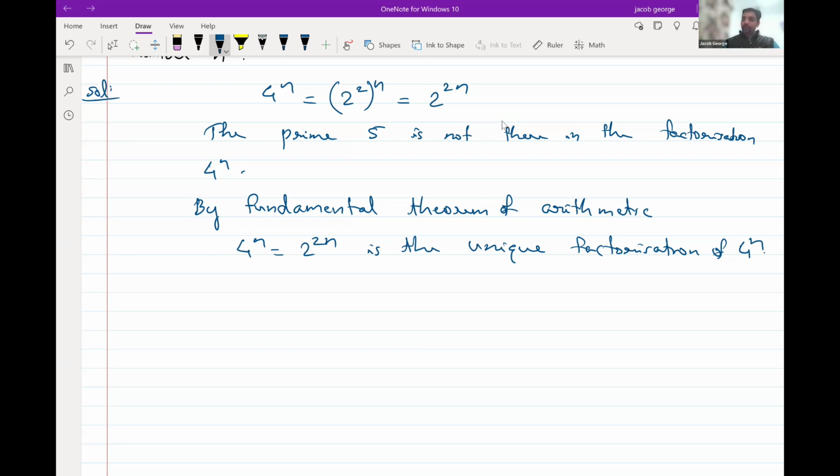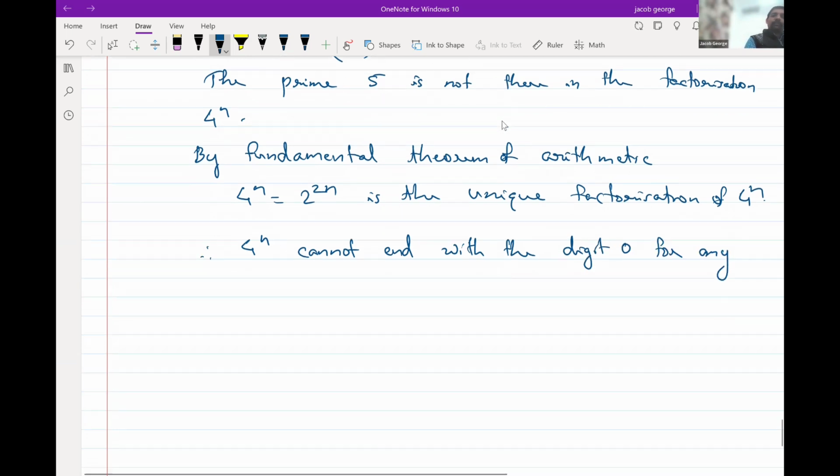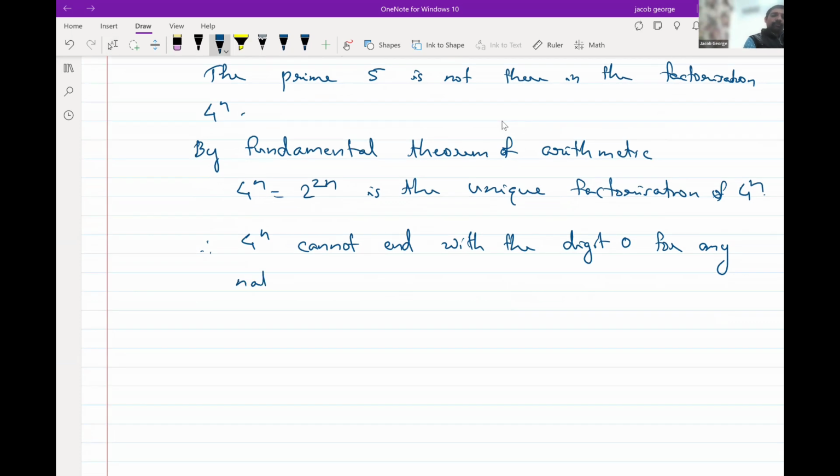Therefore, 4 raised to n cannot end with the digit 0 for any natural number n. So this is perfect.